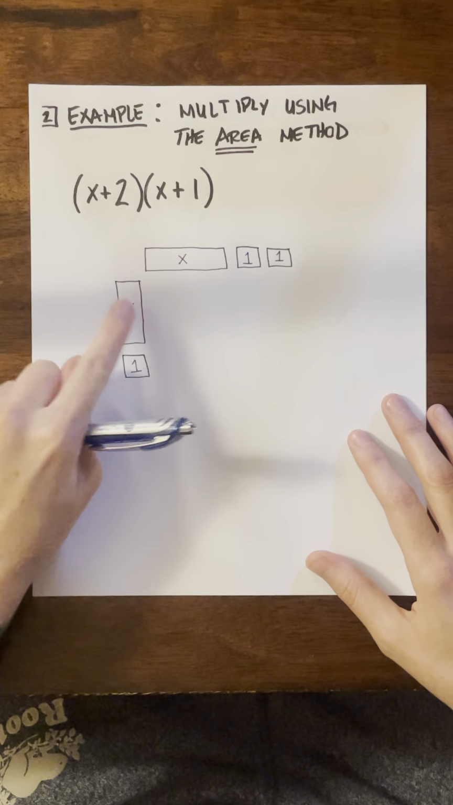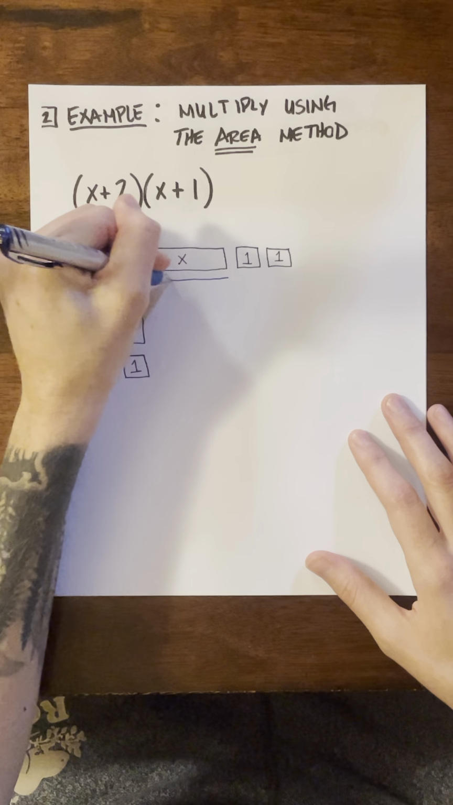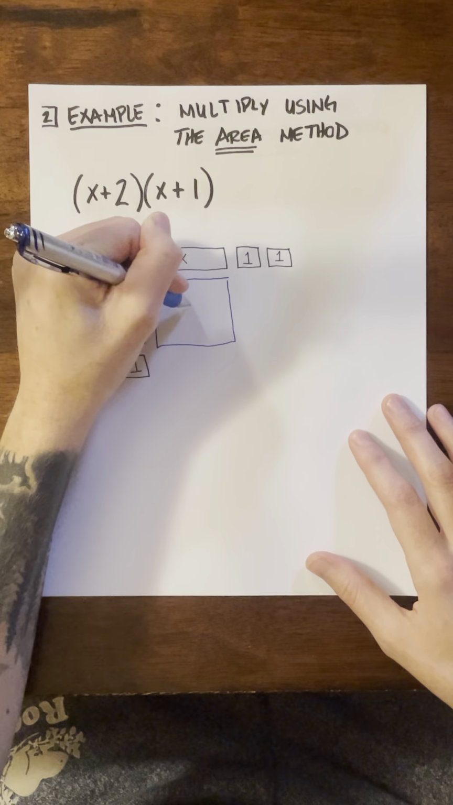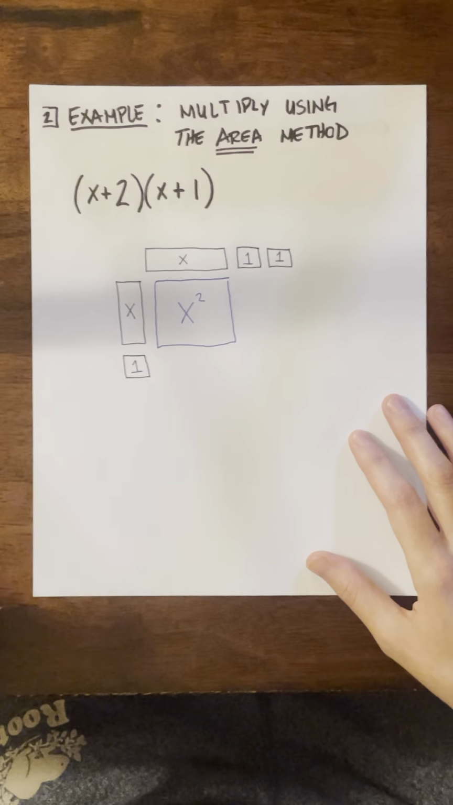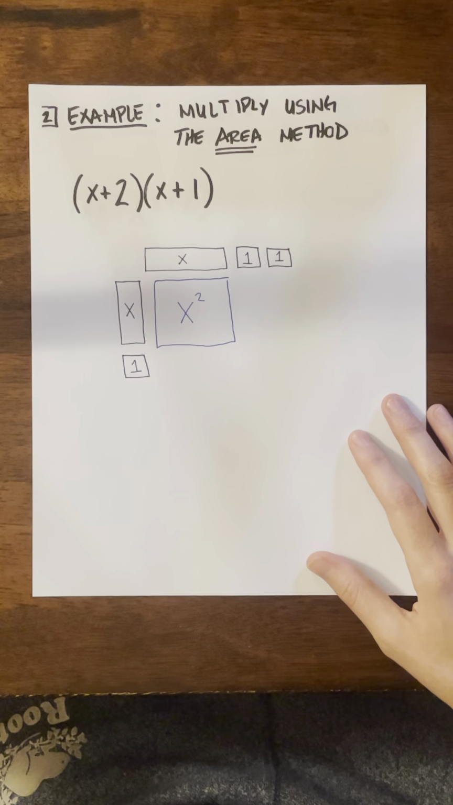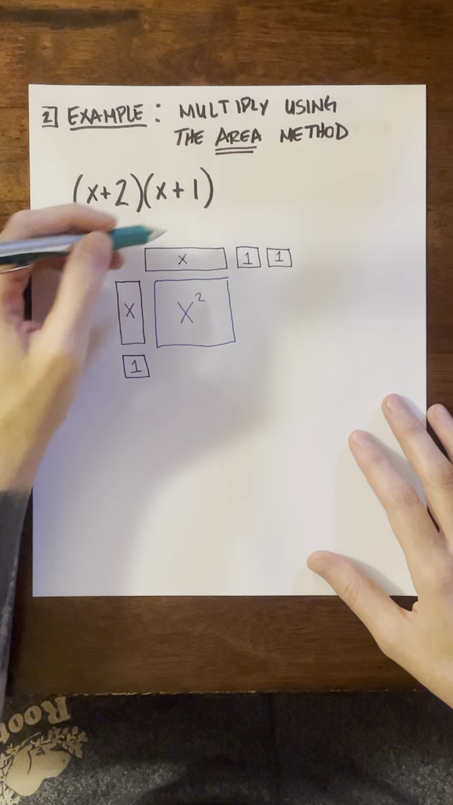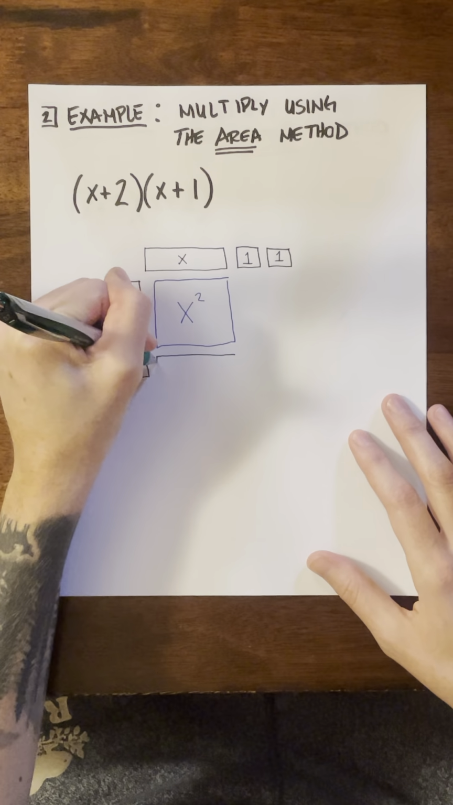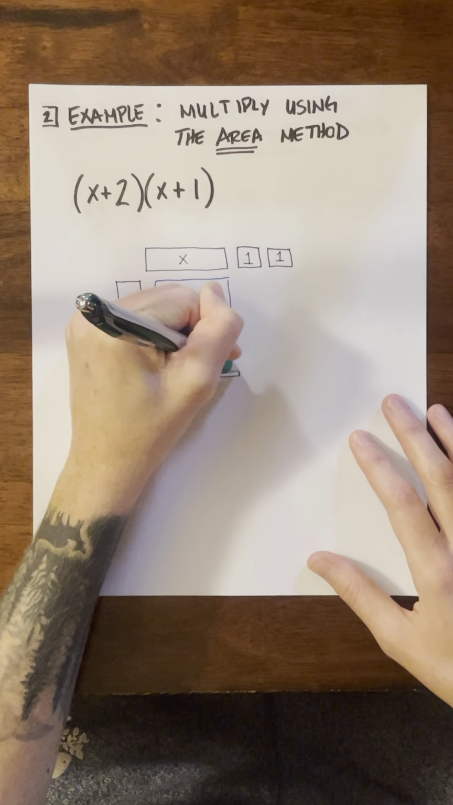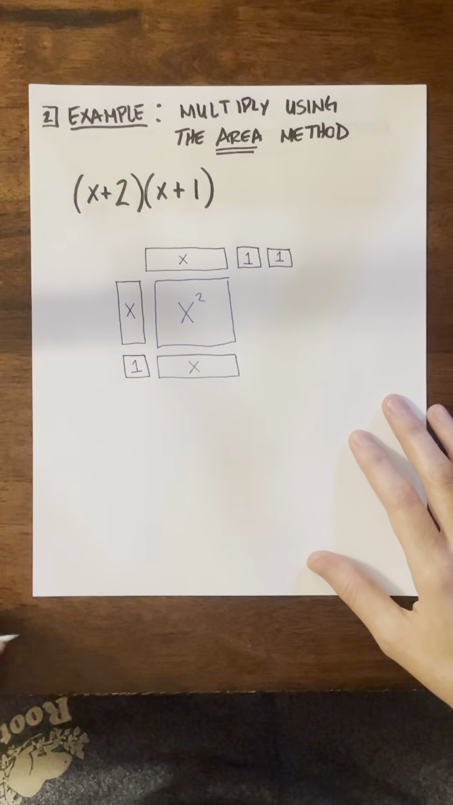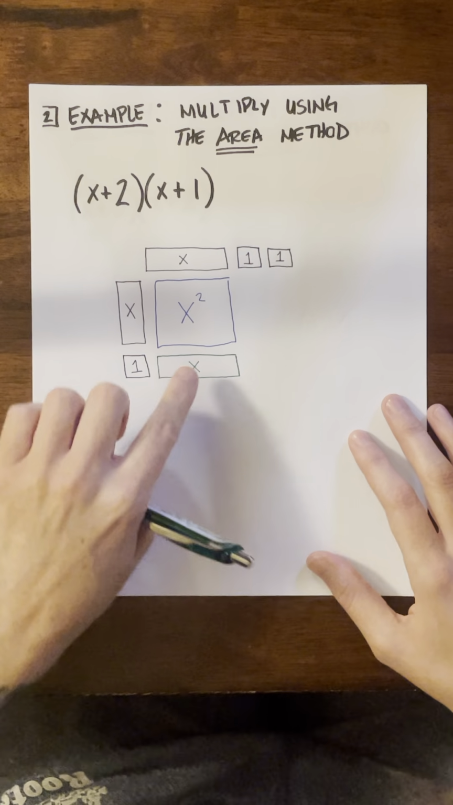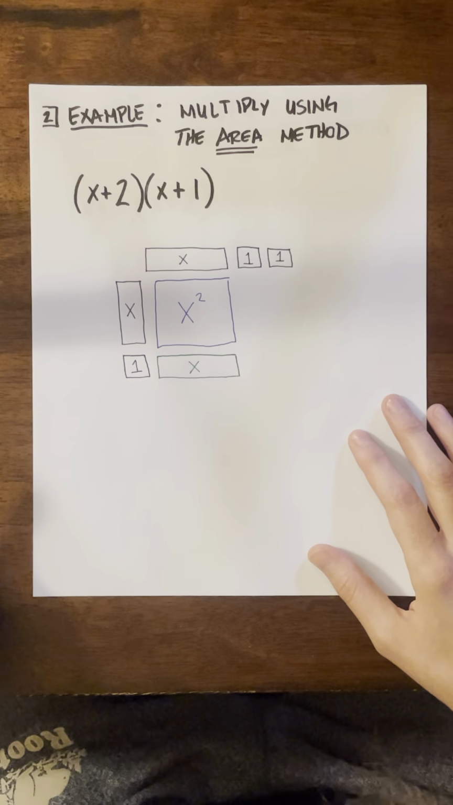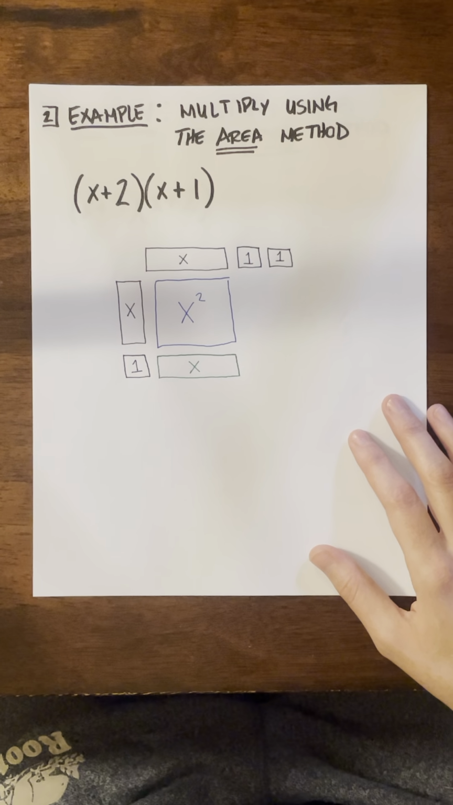Okay, so x times x is x squared, which represents that big blue box we had. So I'm going to use blue and write x squared. Now we did x times x, so now we need to do x times 1, and x times 1 is just x, and that is our rectangle right there. And it's in green because that's what we used when we first started.